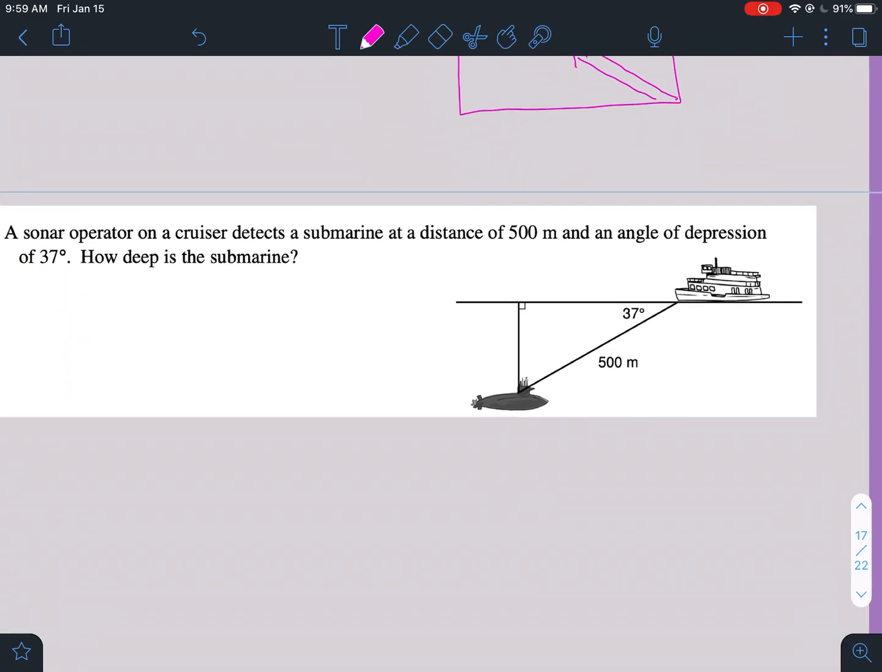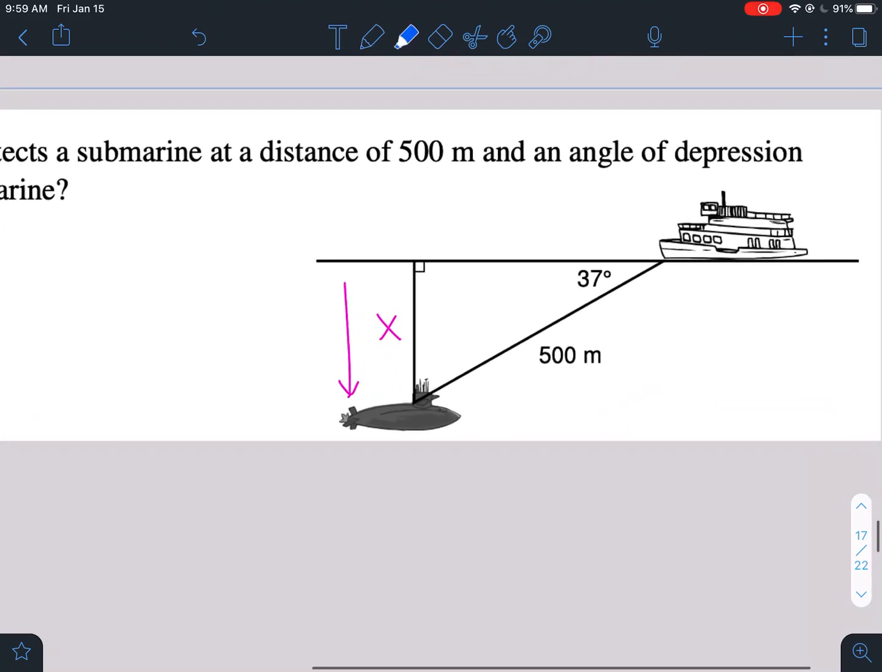So a sonar operator on a cruiser detects a submarine at a distance of 500 meters and an angle of depression of 37. How deep is the submarine? So we want to know how deep is the submarine. So we can call that side X. Well, again, circle your angle, label your sides. So X is the opposite, 500 is the hypotenuse, and this side up here is the adjacent.